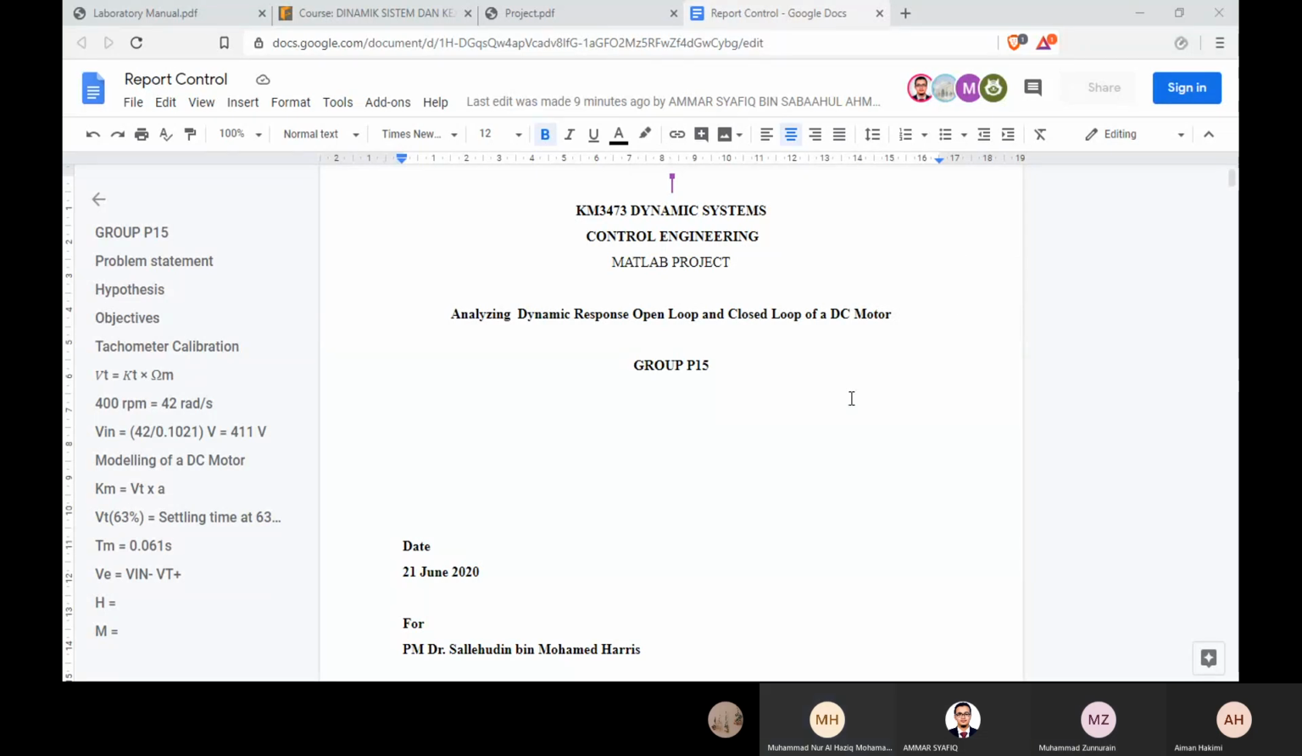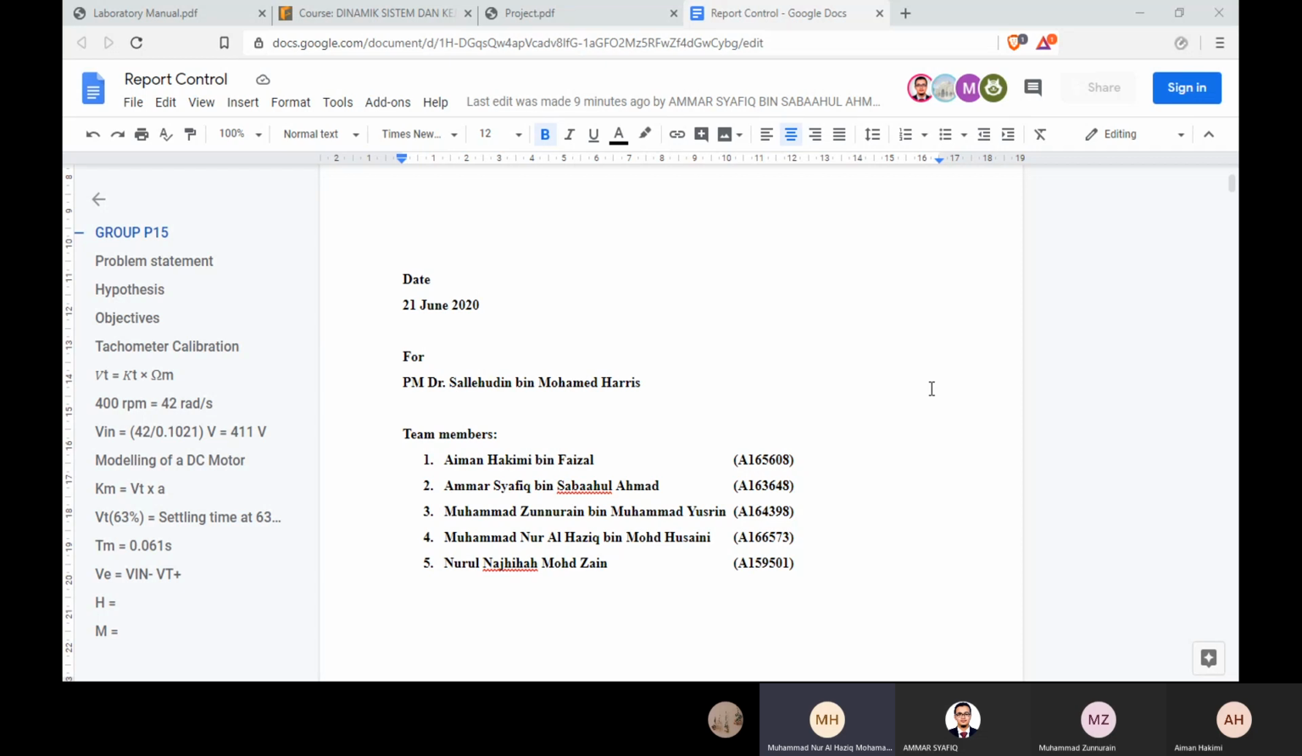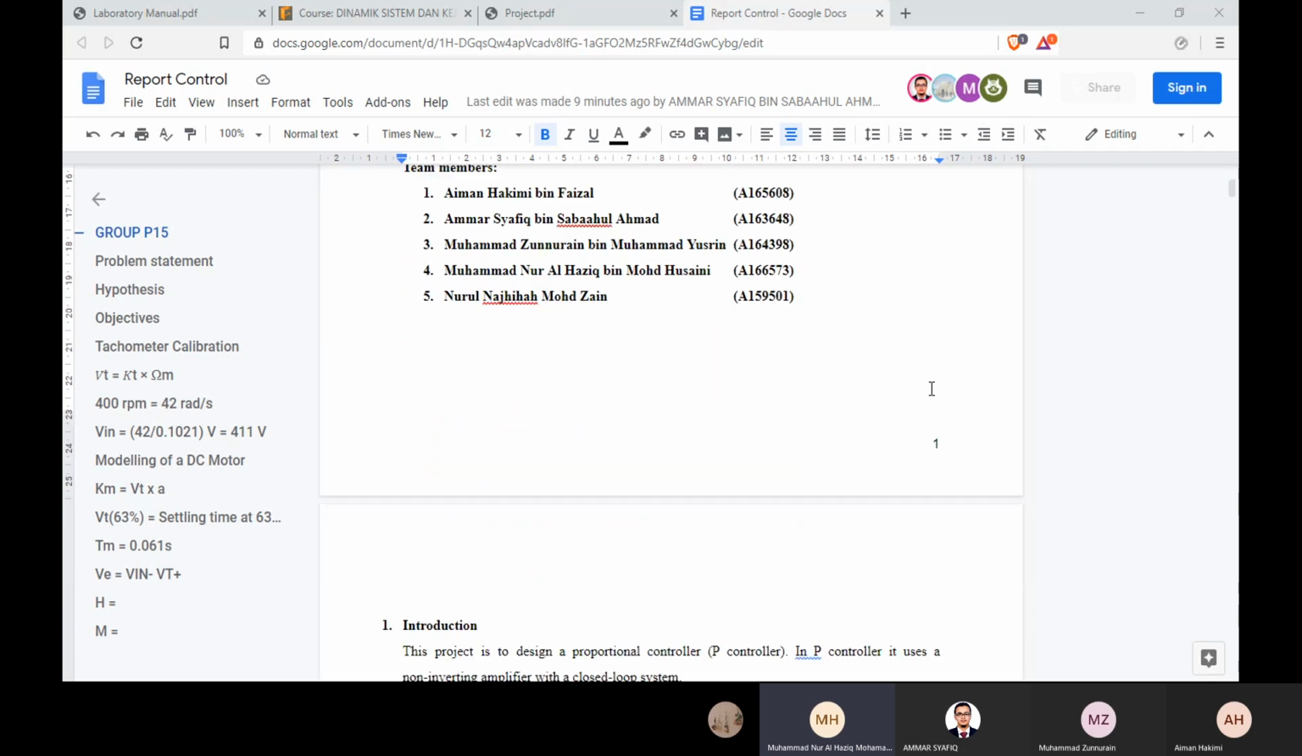So this is our MATLAB project. We analyze dynamic response, open loop and closed loop of a DC motor. So we are from group V15. So these are our 5 team members: Aiman Hakimi, Ahmad Shafiq, Muhammad Zunurain, me, and also Nurul Najiha.